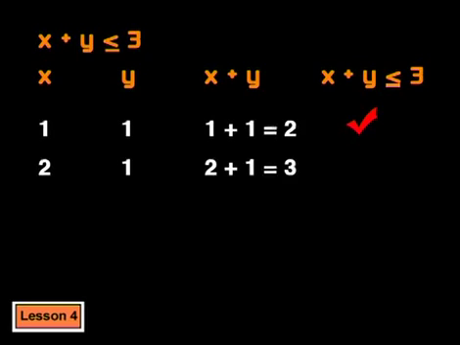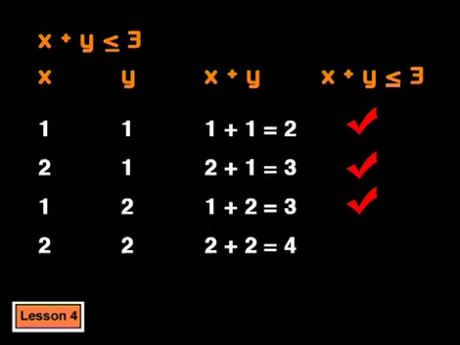How about X equal to 2 and Y equal to 1? Then X plus Y is 2 plus 1, which equals 3. We can have an answer equal to 3. So the pair of values 2, 1 also satisfies the inequality. Right. And X equal to 1 and Y equal to 2 will also work. How about the pair 2, 2? 4 is greater than 3, so that pair doesn't work.